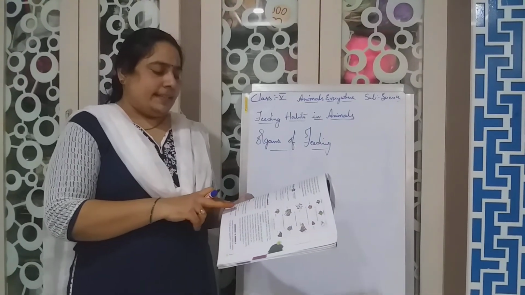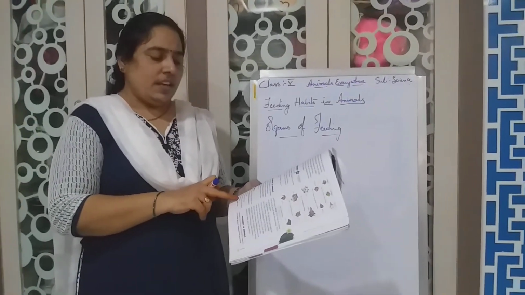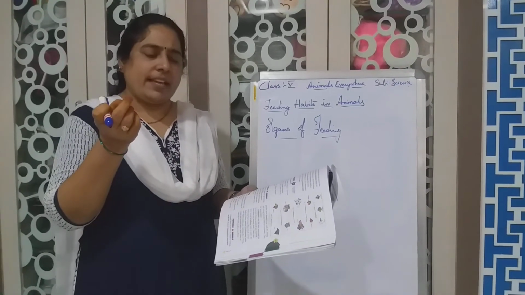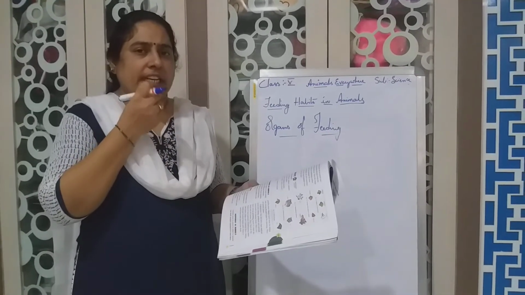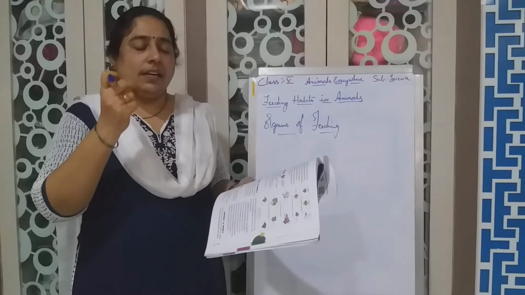Rodents like rabbits, mice and squirrels have small and sharp front teeth. They gnaw seeds and fruits. See, rabbits, mice and squirrels, they have small sharp front teeth. What they'll do, they'll gnaw the food. Like that, they'll be gnawing the food.